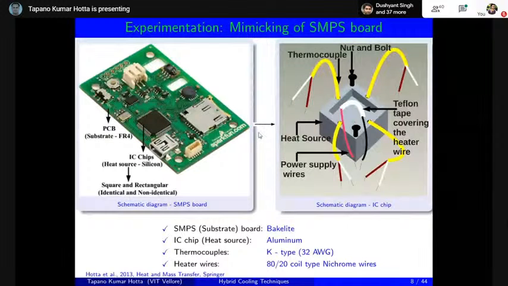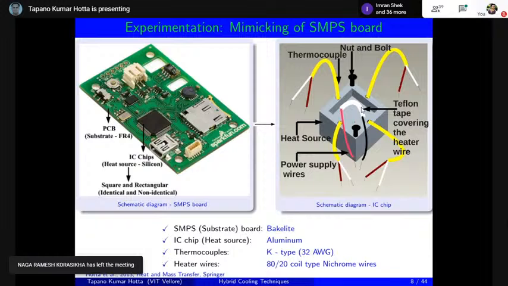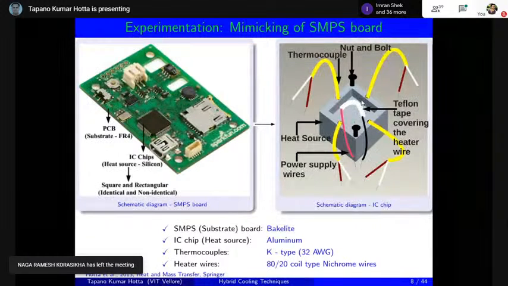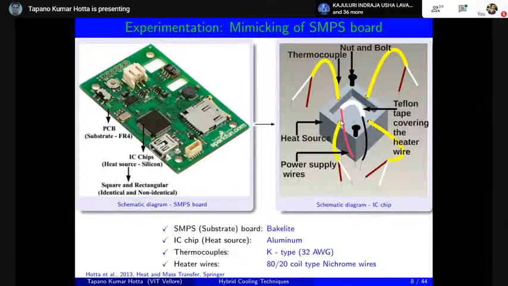Now, once you do an experiment, this silicon we are mimicking by aluminum. So you need to create that aluminum as a heating element. How do you do that? Inside the aluminum itself, you need to make a small cavity. This can be done by milling. Once you make a cavity, you have to put some heating element in it. You can see my heating element is 80 by 20 nichrome wire. So inside that, you have to put the heating element, but you need to take proper care, because aluminum is metal and this heating element nichrome is metal here. There should not be any contact between the two metals.